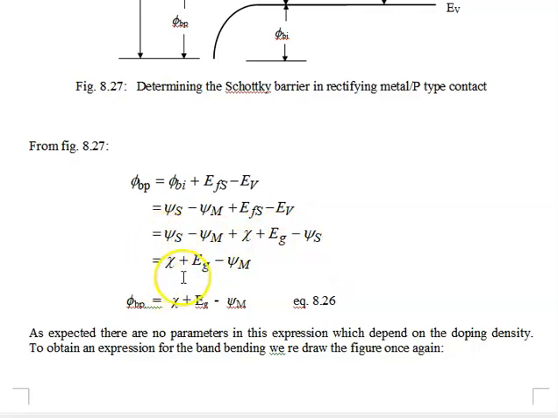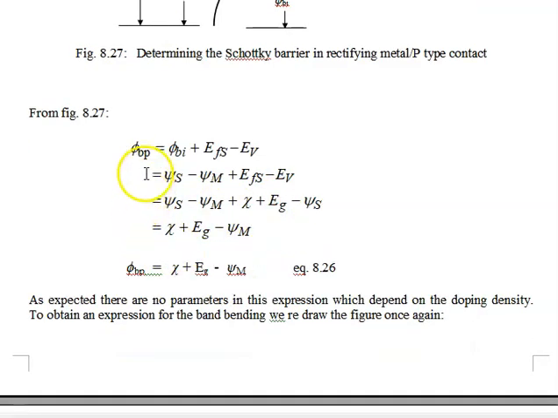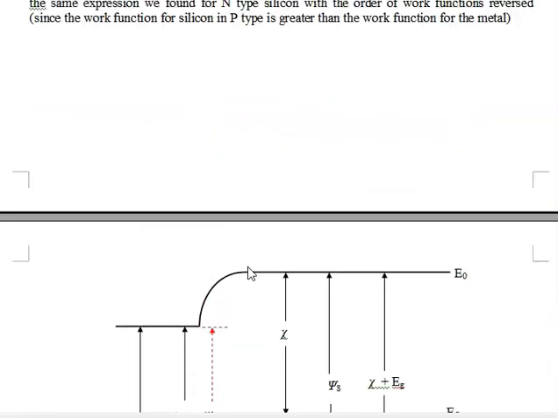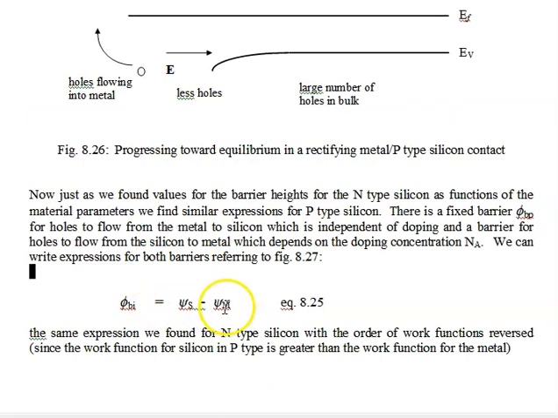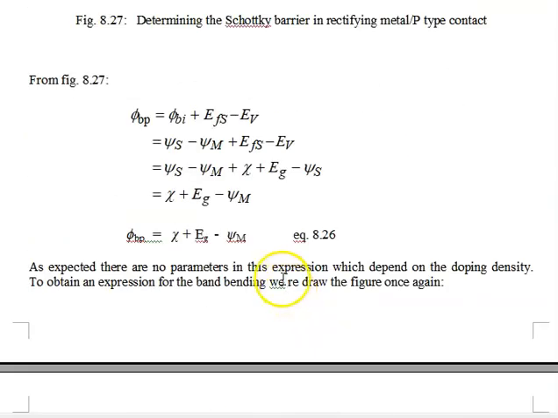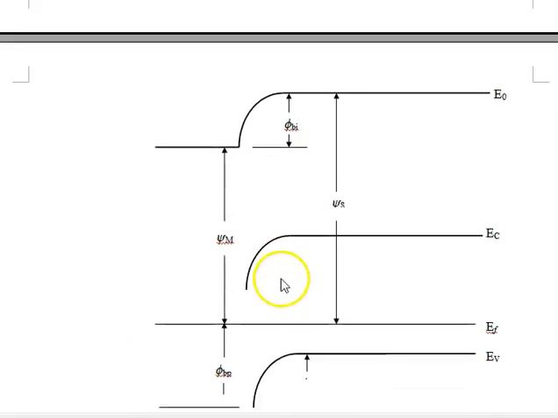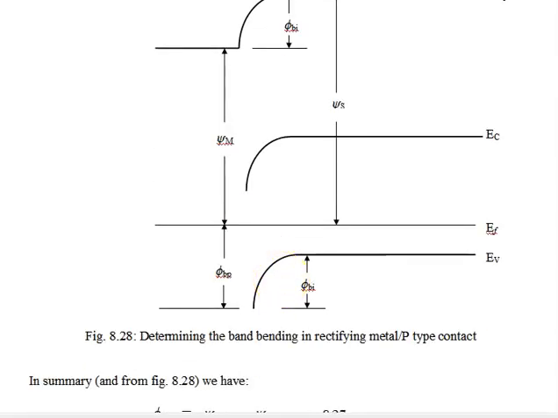it out, and we have that phi sub bp is equal to xi, which is constant, Eg, which is constant, minus phi sub m, which is constant. Nothing depends on the doping, and that's repeated here in equation A26, and that's a big deal. Okay, so we have one barrier, which is a function of doping, and the other barrier, which is not a function of doping.